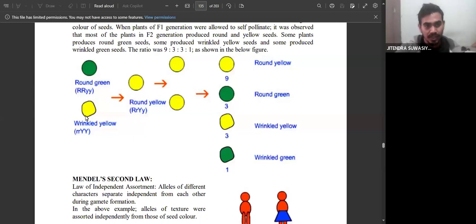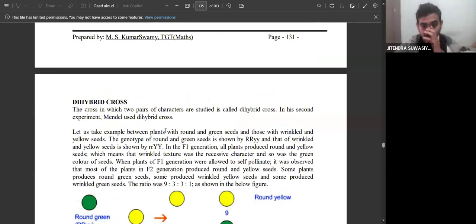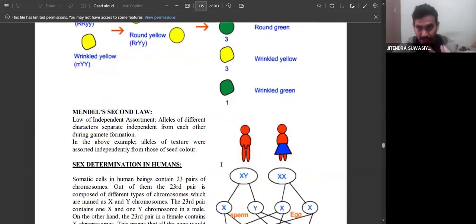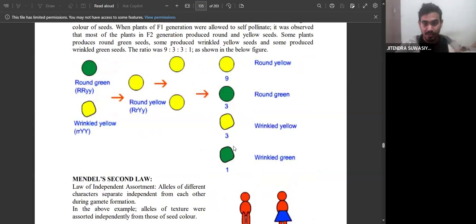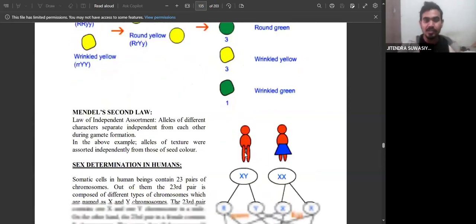So the same things are discussed here, like he crossed the round green and found these things. First he did the monohybrid cross. After that he got the F1 generation, and from the F1 generation he again got the dihybrid cross. In that dihybrid cross he found 16 different individuals and 16 different combinations of both contrasting traits. Okay, so what is Mendel's second law?